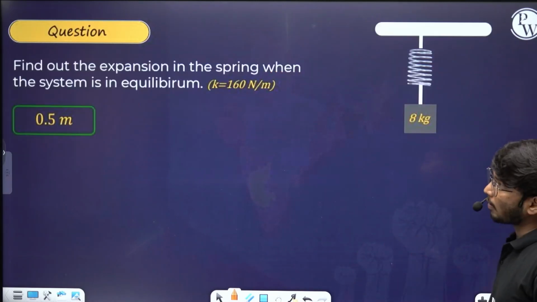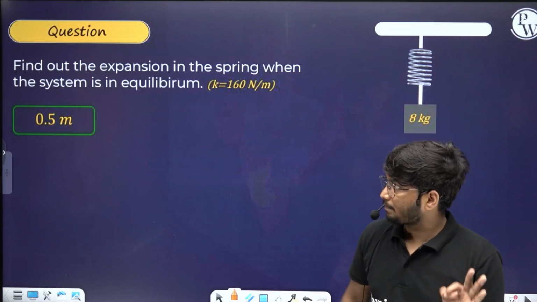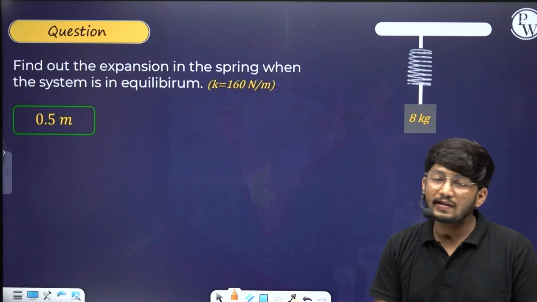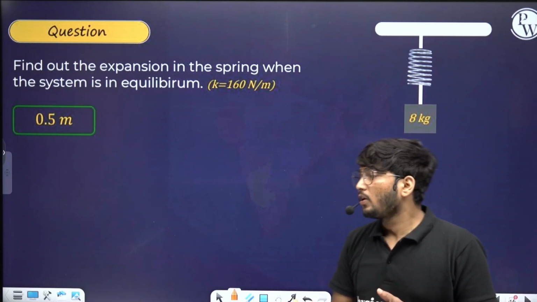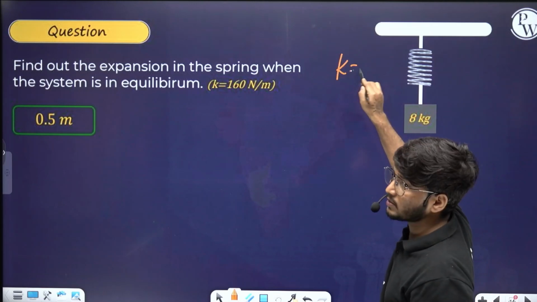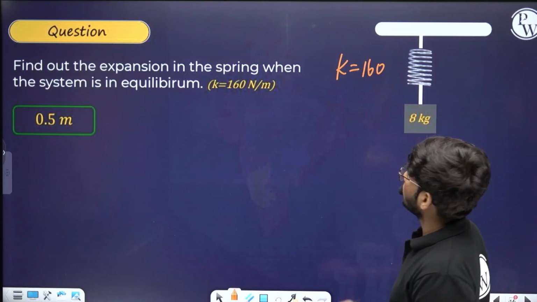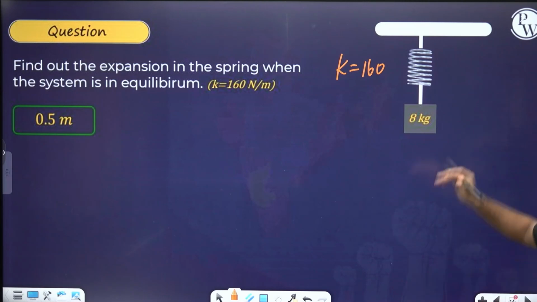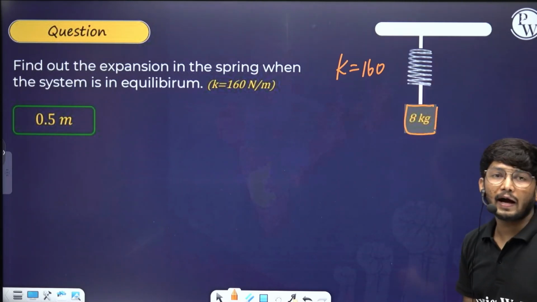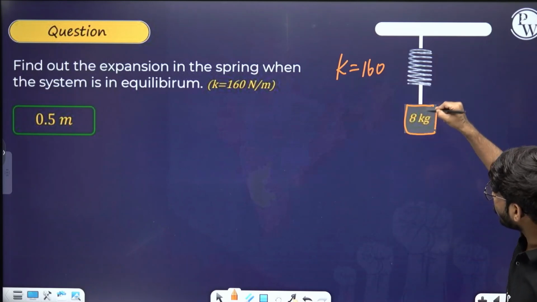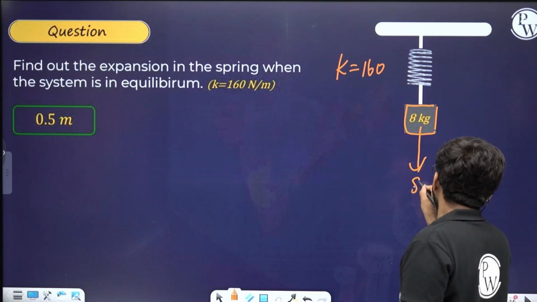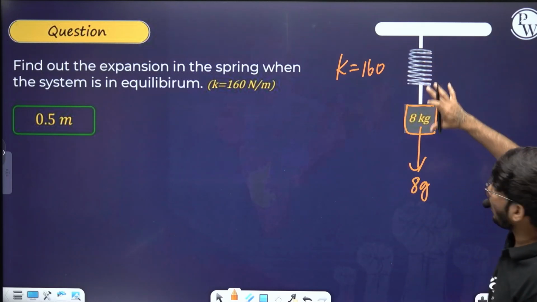Let us solve some problems on this. So here, find out the expansion in the spring when the system is in equilibrium. So what is the system? Here there is a spring, and its spring constant k is given as 160 Newton per meter. So what happens when I hang an 8 kg block on it? Because of the weight of the 8 kg block, because of this 8g weight, this spring will expand, correct?